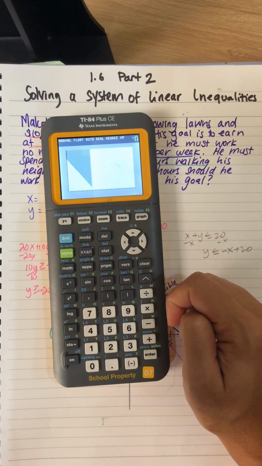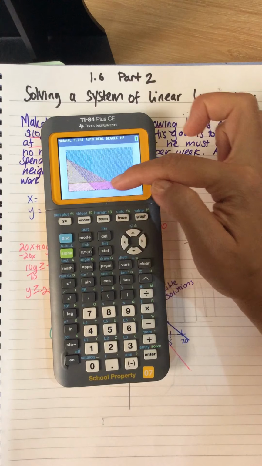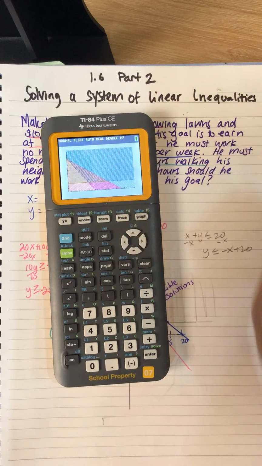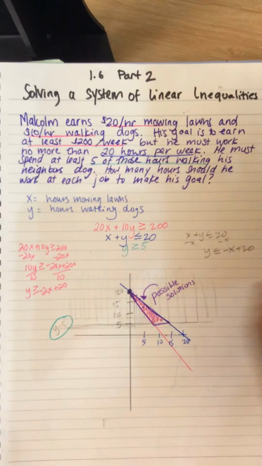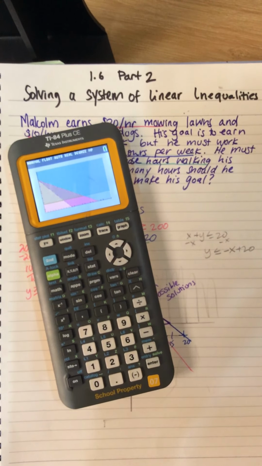So now when you graph, it's really cool. You can see all of the colors there overlapped, and all your possible solutions live inside this little triangle where all three colors are. This is a much easier way to solve inequalities than having to graph it all by hand, but you should know how to do it if you ever have to do it by hand.